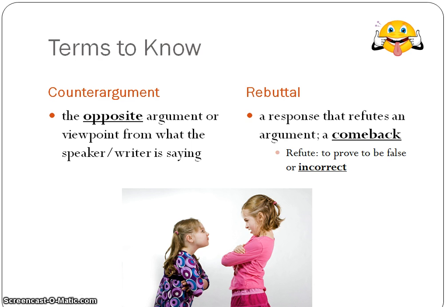Some other terms to know include counterargument and rebuttal. A counterargument is the opposite argument or viewpoint from what the speaker is saying. So if I believe that Burger King is the superior fast food restaurant and you believe that McDonald's is better, then your belief about McDonald's is the counterargument to mine. A rebuttal is the response that refutes an argument. It's your comeback to that counterargument. Okay? So, again, if we're fighting over Burger King versus McDonald's, then if I give you all my reasons for why Burger King is better, you could refute that by giving me a rebuttal or your comeback to my statement.